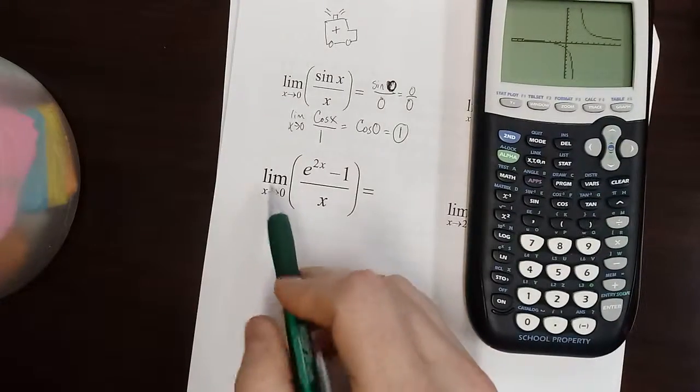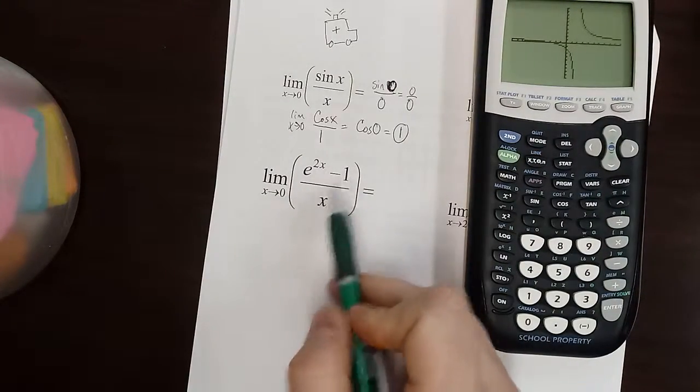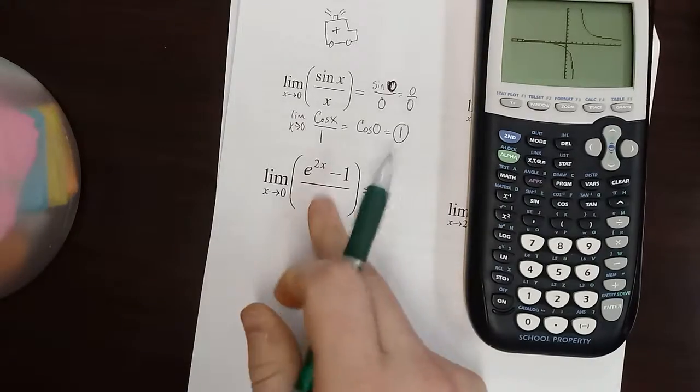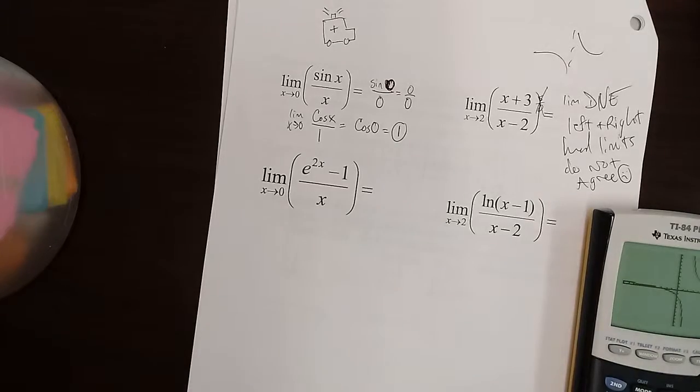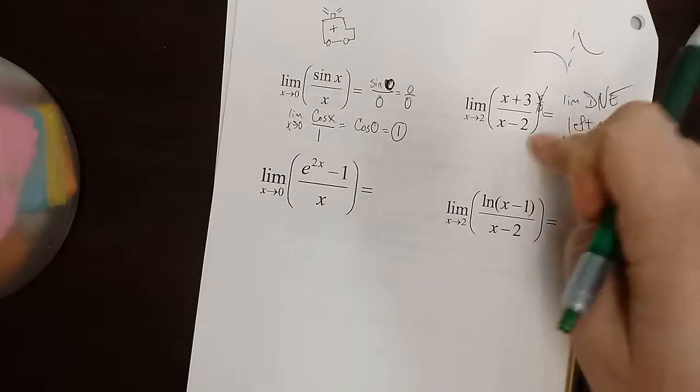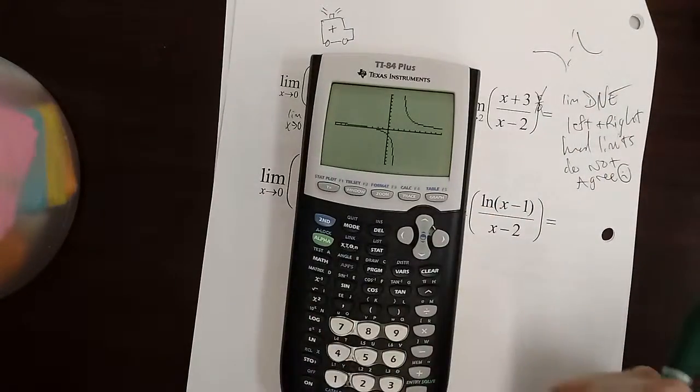I'm so boring. All right, limit as x goes to 0, e to the 2x minus 1 over x. All right, let's try direct substitution. Again, we always need to check that because sometimes this happens. If we had done L'Hopital's rule here, we would have gotten 1, and it's just not true.